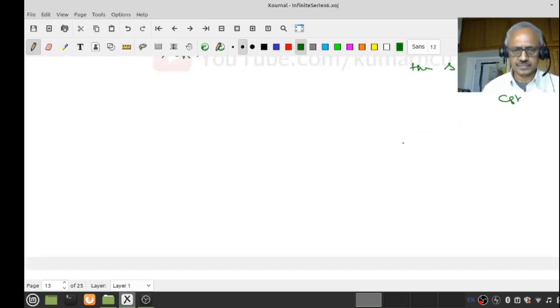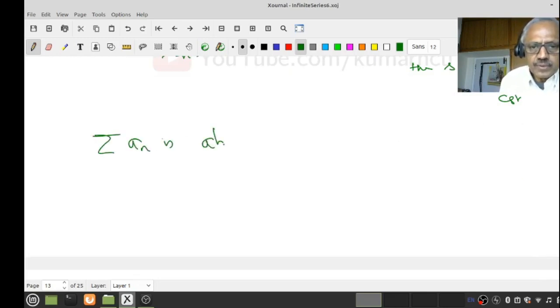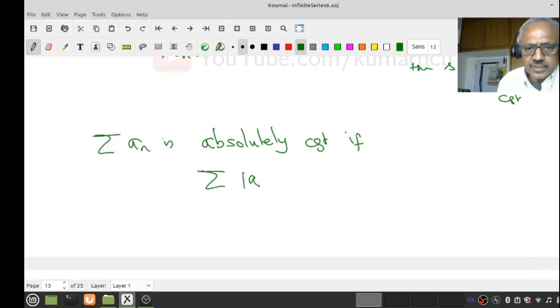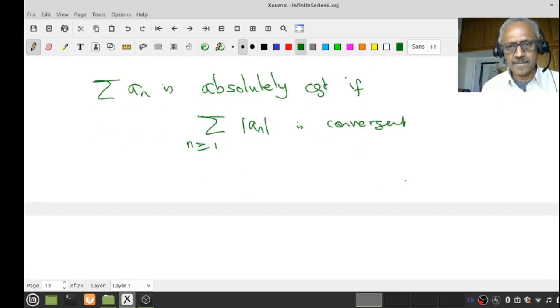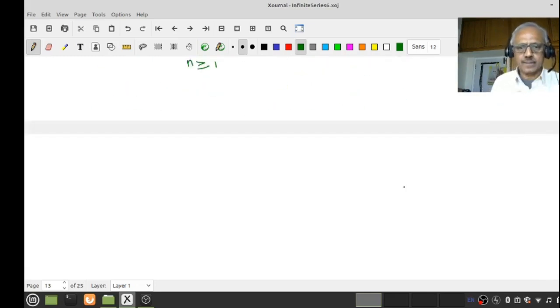Okay, good. So I say the infinite series summation a_n is absolutely convergent if the series of non-negative terms, that is, the series of absolute value terms, summation mod a_n, is convergent. Is the definition clear? Yeah? Right.